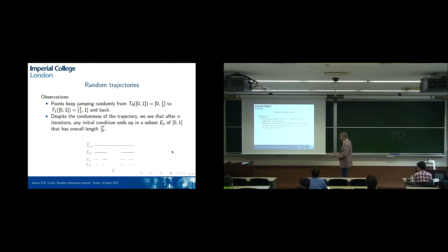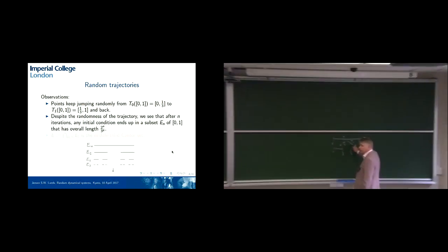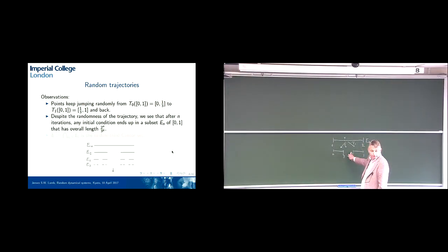Not so much, maybe. Well, actually, despite the randomness of the trajectory, you can see that after any iteration, any initial condition ends up in a subset of the interval, which is quite specific. Despite the fact that we iterate in a random way, there's still some pattern emerging about the possible position where we can come. So this is the first interval, and I call it E0, like on the slide. And after acting with t0 or t1, I see that I can never appear in the middle. I can never get here. So I go here or here, and I call this union of these two intervals E1.